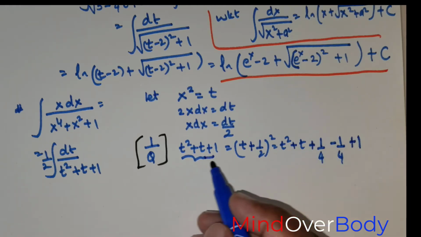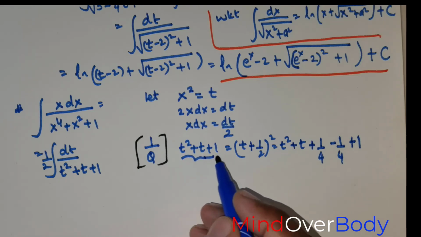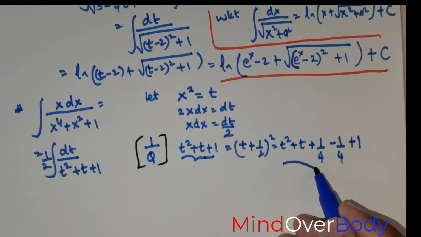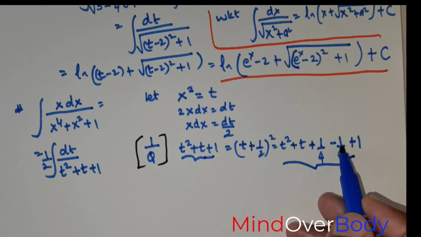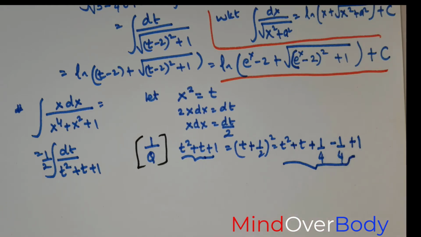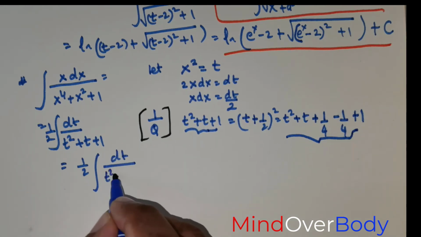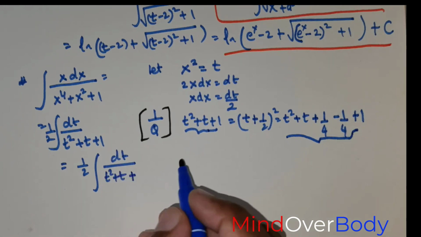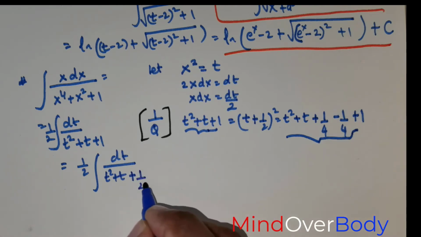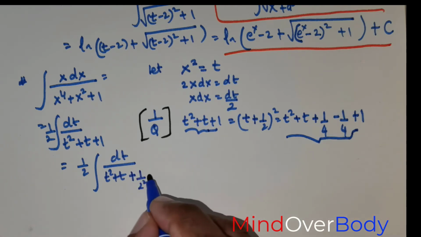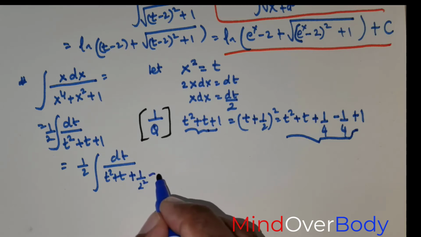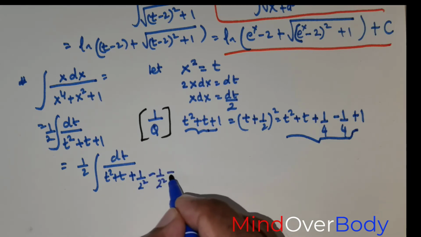So what I will do is I will rewrite t squared plus t plus 1 using this entire expression. That is, I add 1 over 4, I take away 1 over 4. That's what I need to do. So this can be rewritten as 1 over 2 integral dt over, so I'm going to add it in this fashion. So t squared plus t, nothing is done for that. So I need to add 1 over 4. So 1 over 4 is nothing but 1 over 2 raised to the power of 2. I need to get rid of that. So it's going to be negative 1 over 2 raised to the power of 2, plus 1.